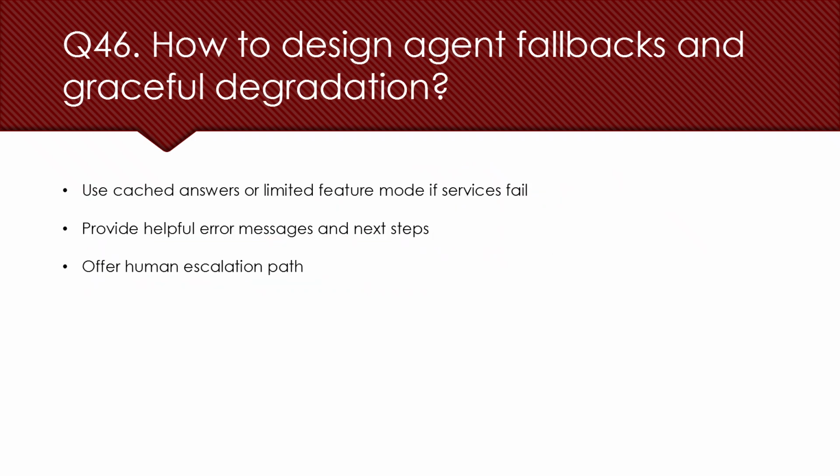Question number 46. How to design agent fallbacks and graceful degradation? In case of service failure, we have to plan for it. If a connector or model endpoint is unavailable at that time, we have to return a cached answer or a limited-feature mode. We also have to provide helpful, instructive error messages that explain what next step the user has to take.